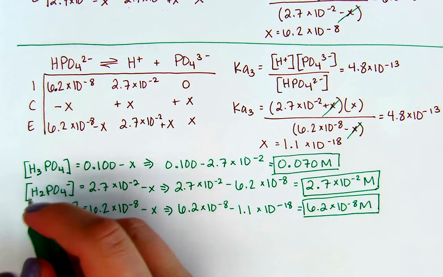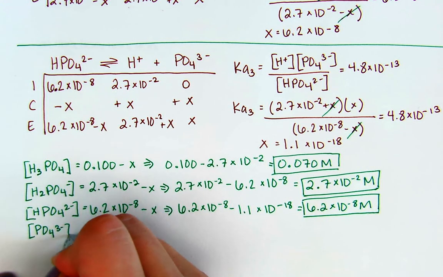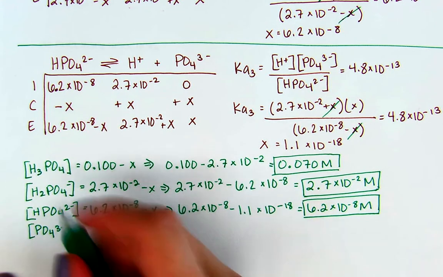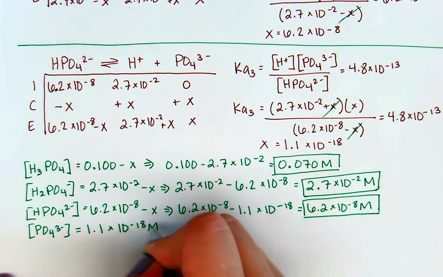Okay, last species, just phosphate. And phosphate was just x, so that one's easy. That one's just x, 1.1 times 10 to the negative 18 molar.